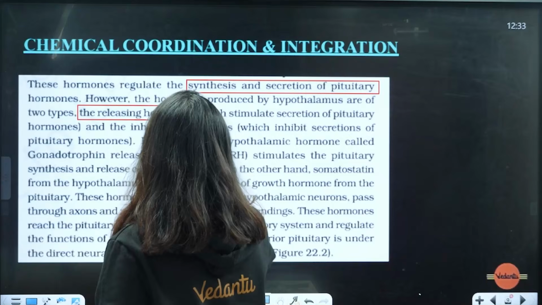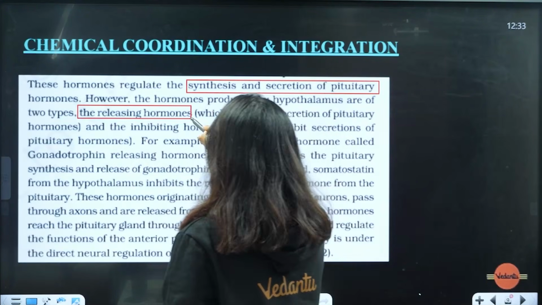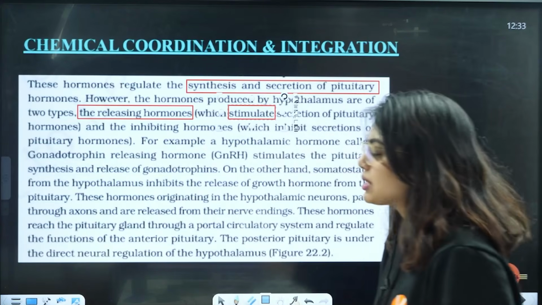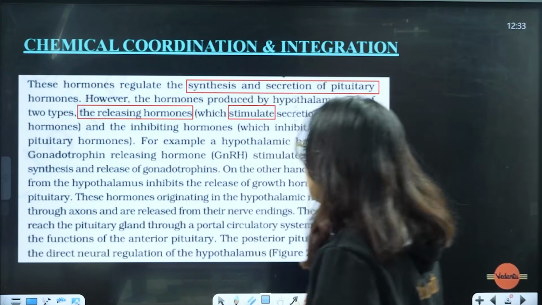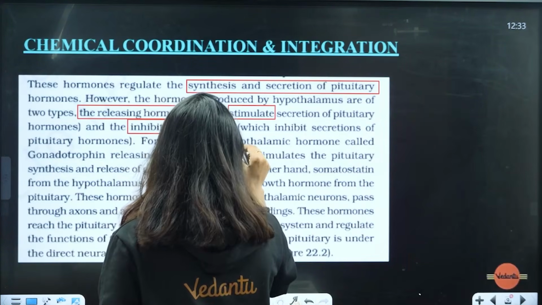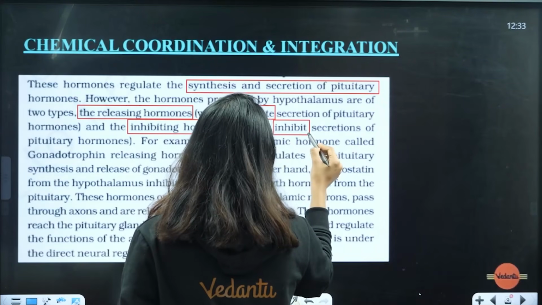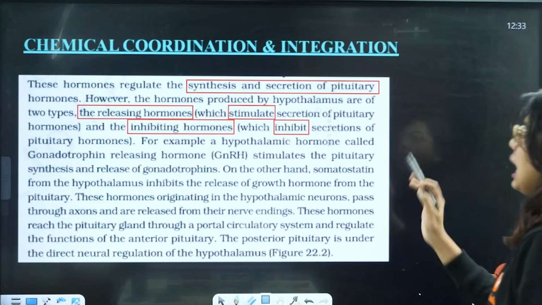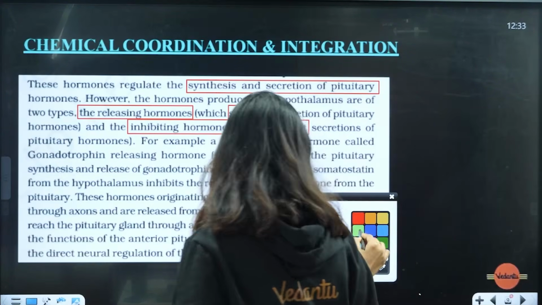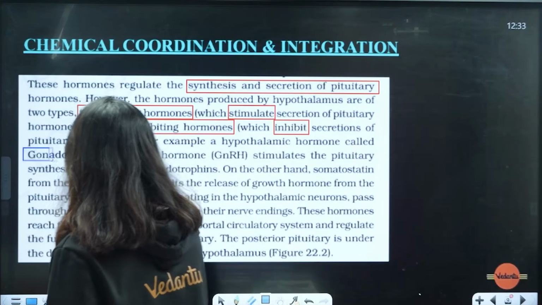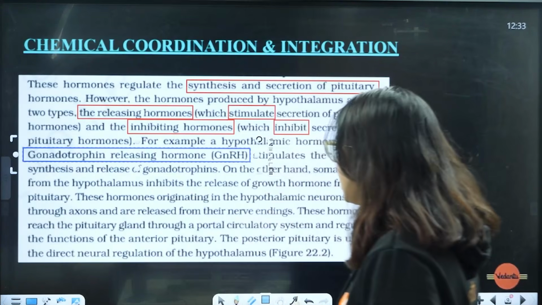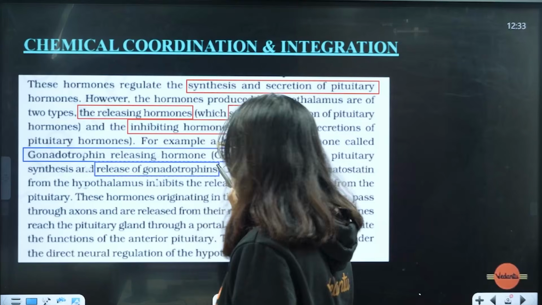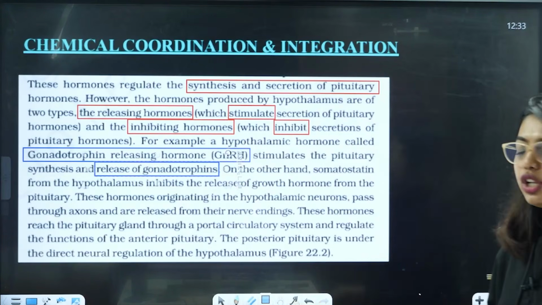One is the releasing hormone, which will stimulate. The releasing hormone stimulates the secretion of the pituitary gland. The other one, students, is the inhibiting hormone, which is going to inhibit the secretions of the pituitary hormones. For example, a hypothalamic hormone called gonadotropin releasing hormone, GnRH, will stimulate the pituitary and release the gonadotropins. We have studied it right now in human reproduction.